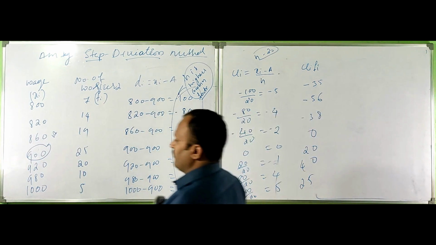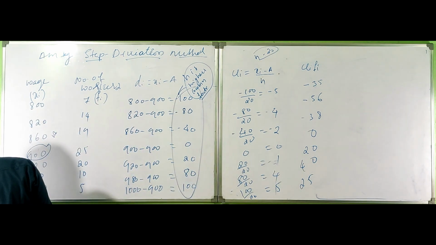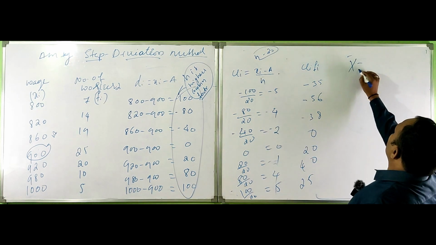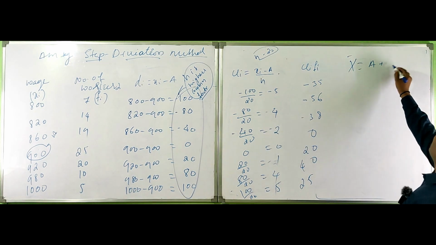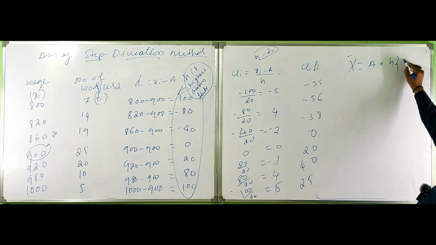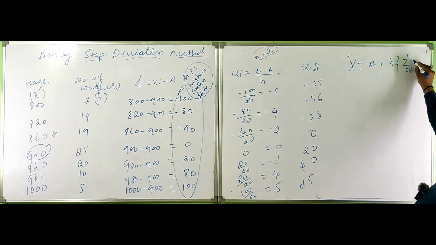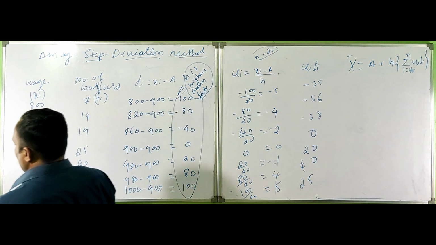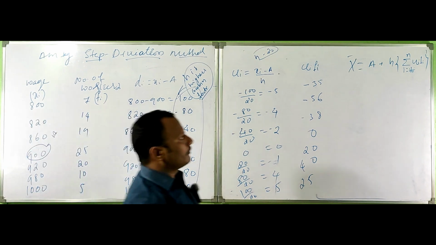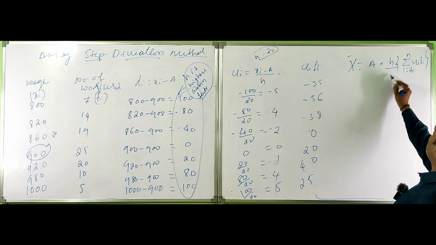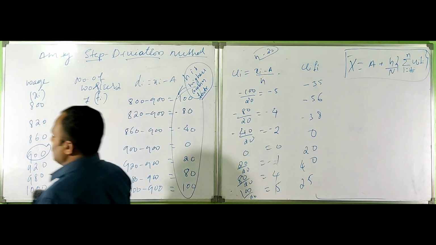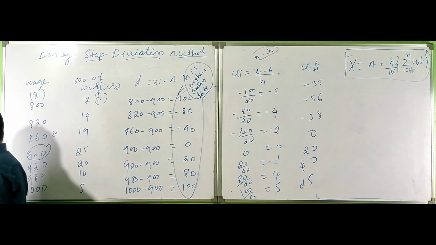The formula, the derivation: x bar is equal to a plus h into summation of i from 1 to n, ui fi by n. Where is n? Okay, 1 by n, this is h by n. We don't need to derive the formula, right? x bar is equal to a plus h by n times summation of ui fi.